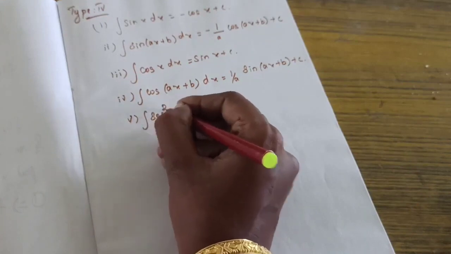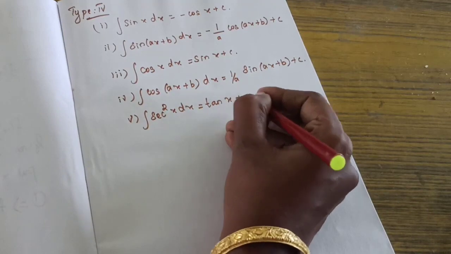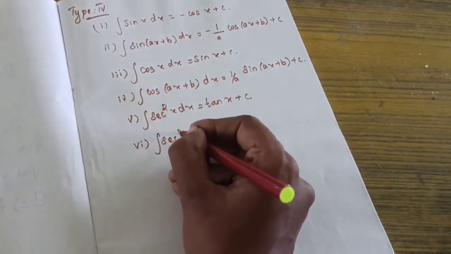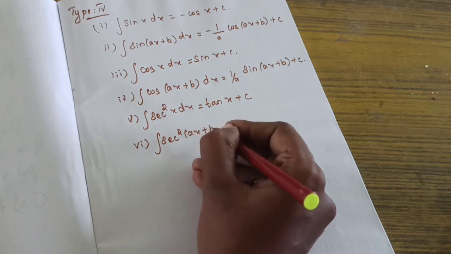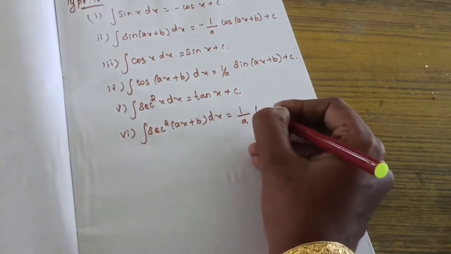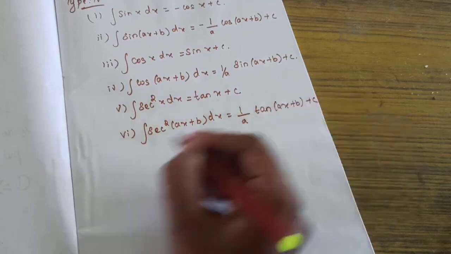Formula number 5, integration of secant square x dx is equal to tan x plus c. Formula number 6, integration of secant square of ax plus b dx is equal to 1 by a tan of ax plus b plus c.